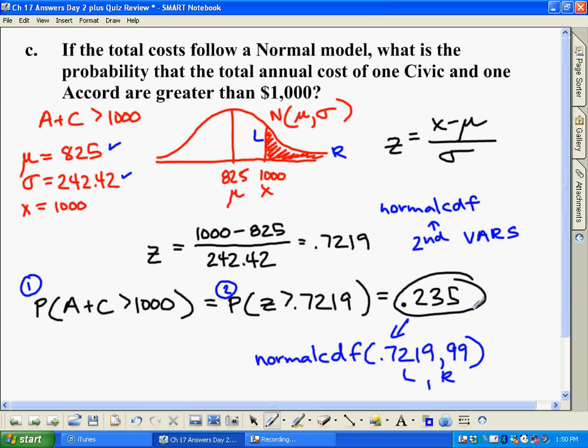So that's how expected value can be used to figure out situations like this, total cost or other things. And it can also be used in a normal model to help us figure out probabilities as well. So that's it for expected value.